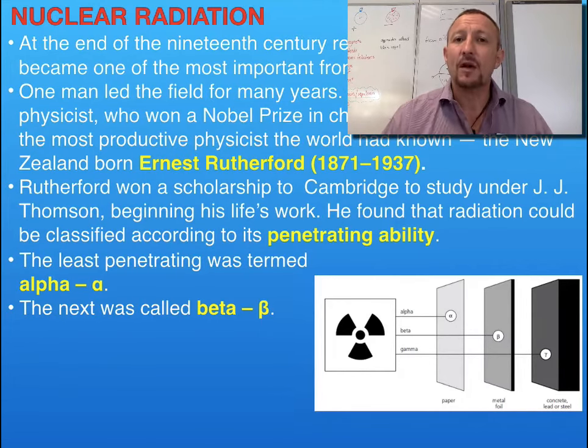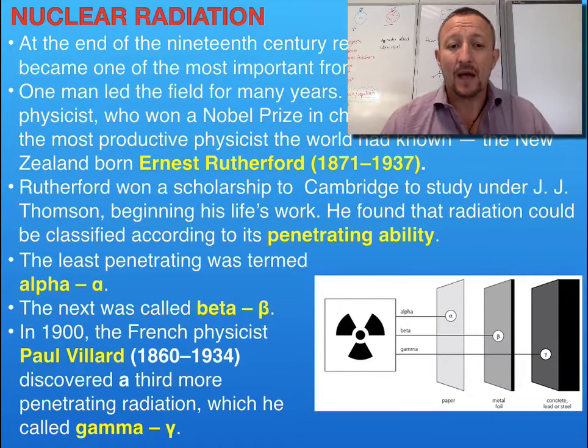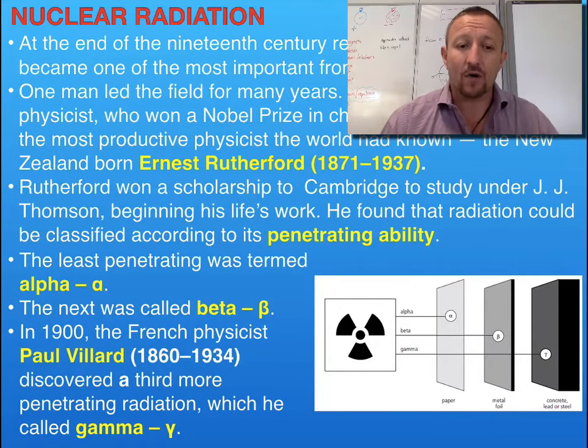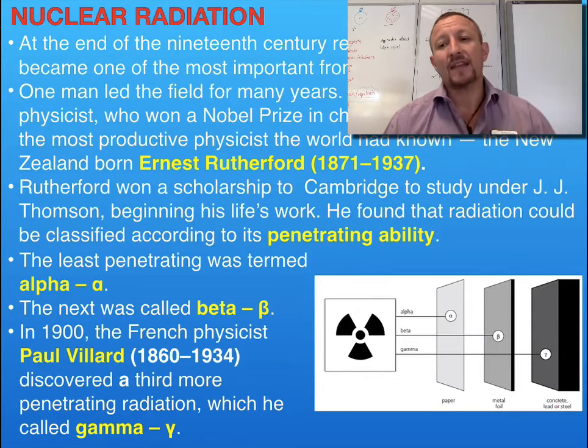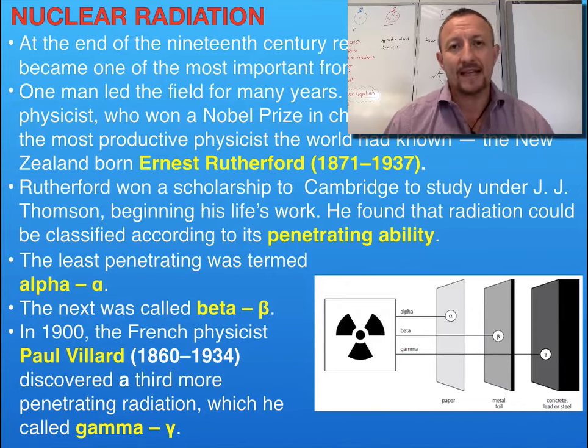And it wasn't until Paul Villard later on discovered gamma rays. And gamma rays, as we know, are the most penetrating of all the radioactive particles. They can actually get through quite thick layers of concrete, lead, and steel.